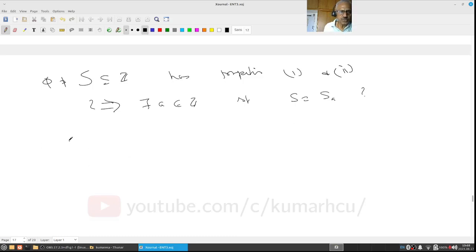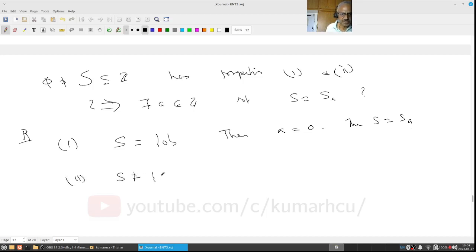Right. So we will look at two cases. Let us look at a proof. Suppose S equals singleton 0, then I take a equal to 0. Then S equals S_a. You understand this? Right. Therefore, let us assume S is not equal to singleton 0. That means there exists a non-zero, so that a belongs to S.